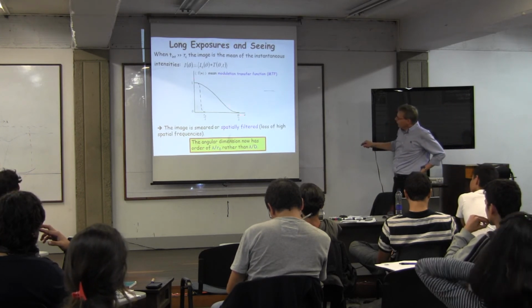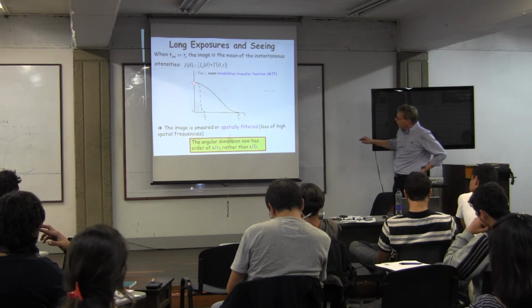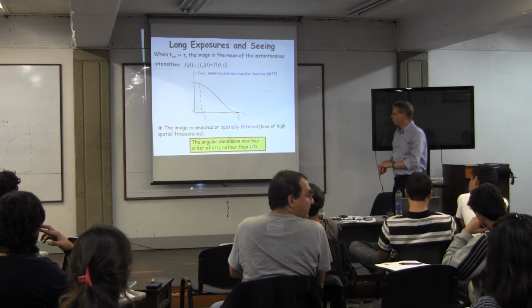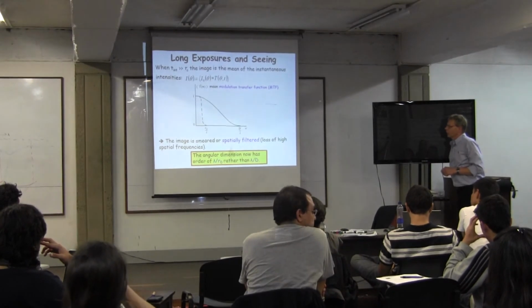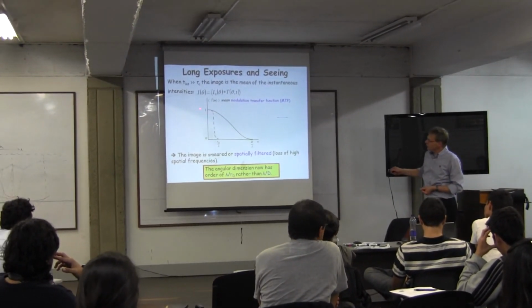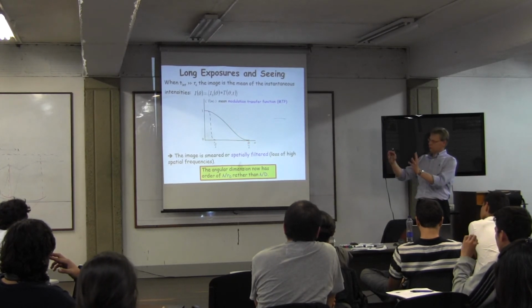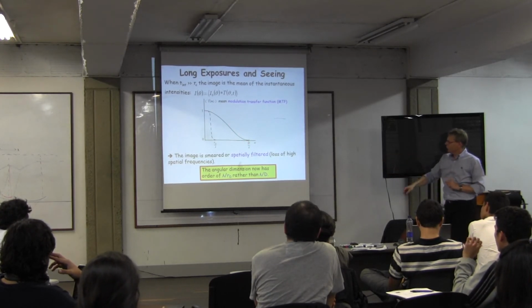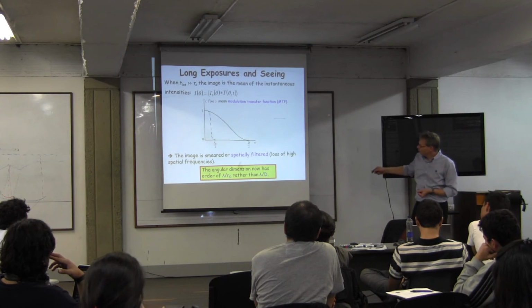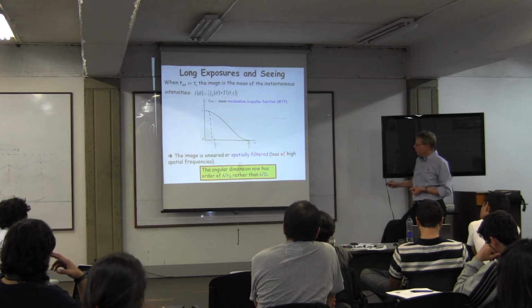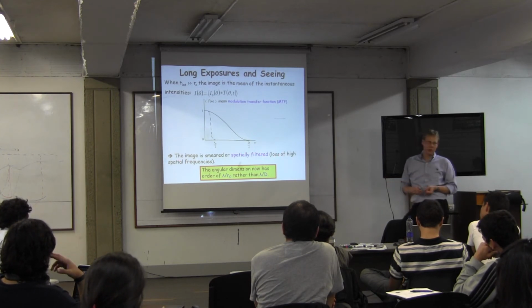The main thing is that you would have an image, a modulation transfer function like the solid line, if you were diffraction limited. And if you had seeing, the resolution, the size of your image, would be larger, meaning that the image is smeared, meaning that it's spatially filtered. So essentially you have a loss of high spatial frequencies.